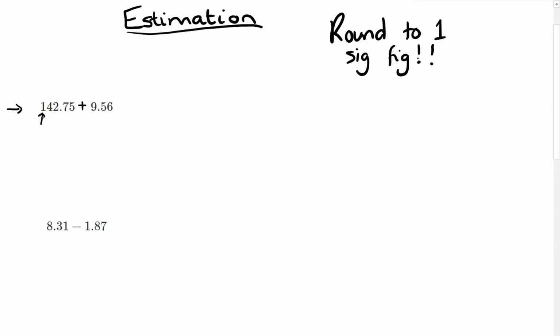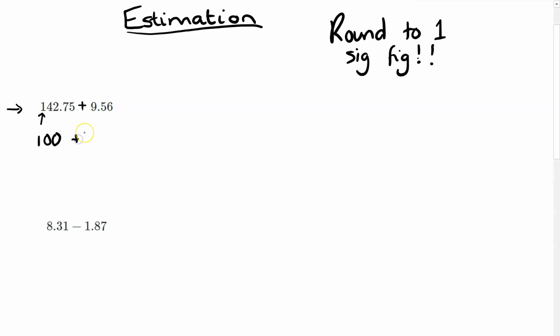Now, if you imagine your hundreds, tens, units columns, that one there is in the hundreds column. So you would round that number to the nearest 100. So that's going to be 100. You don't need to put 0.00. You can if you want, but it doesn't mean anything. It doesn't count for anything.